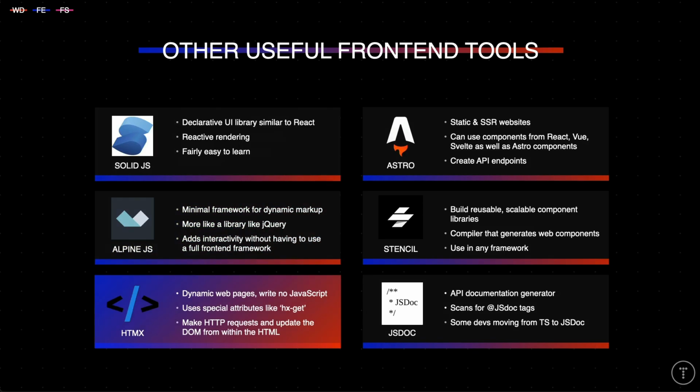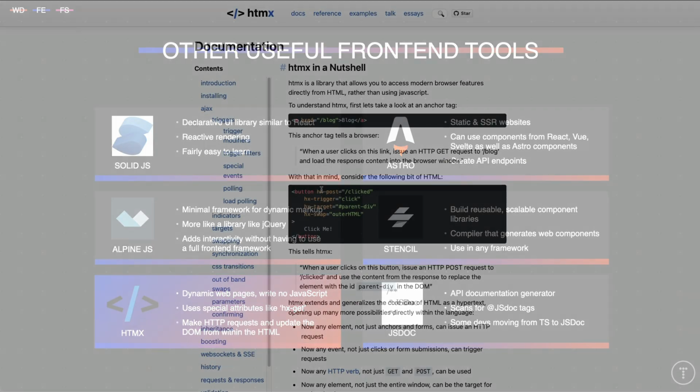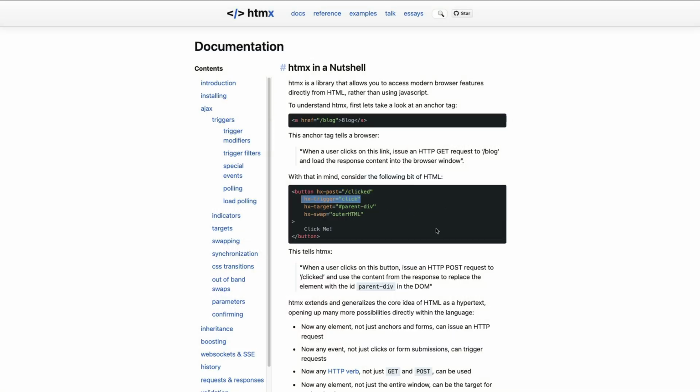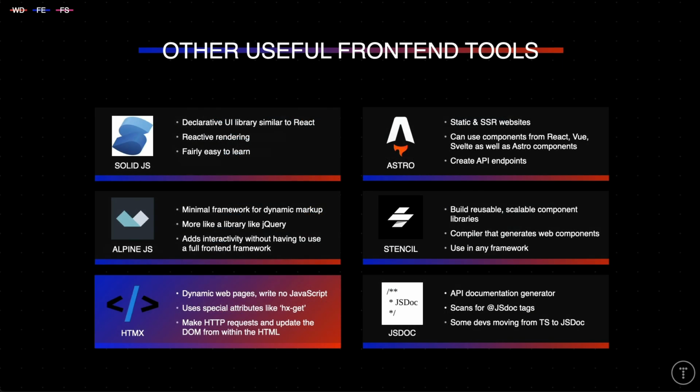And then HTMX is another really cool technology. It's a JavaScript library that allows you to create dynamic front ends, again, without writing any JavaScript code. And it does this by allowing you to use special attributes in your HTML to make HTTP requests and then update the DOM. So it's actually similar to Alpine, but it's more focused on making HTTP requests. And it's great for adding some dynamic elements to your website and making requests to an API or a backend without having to learn a full framework.